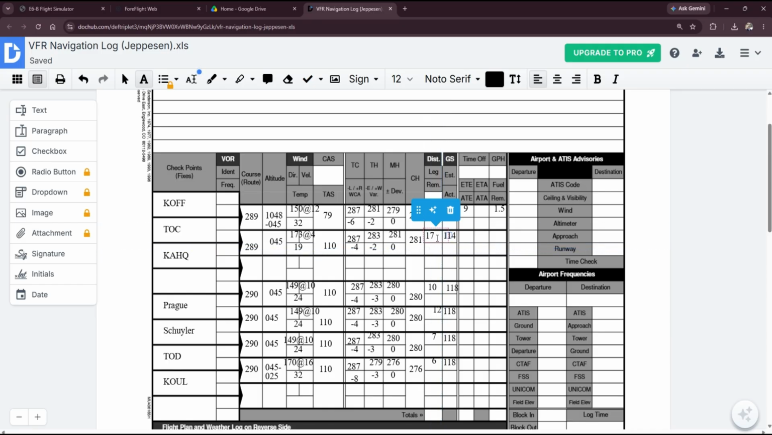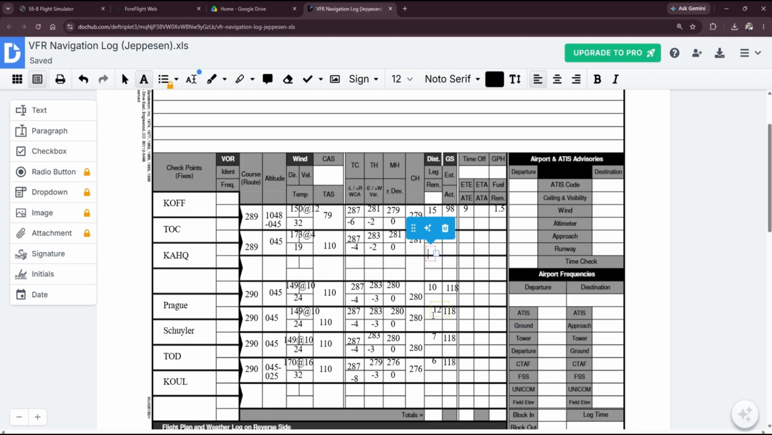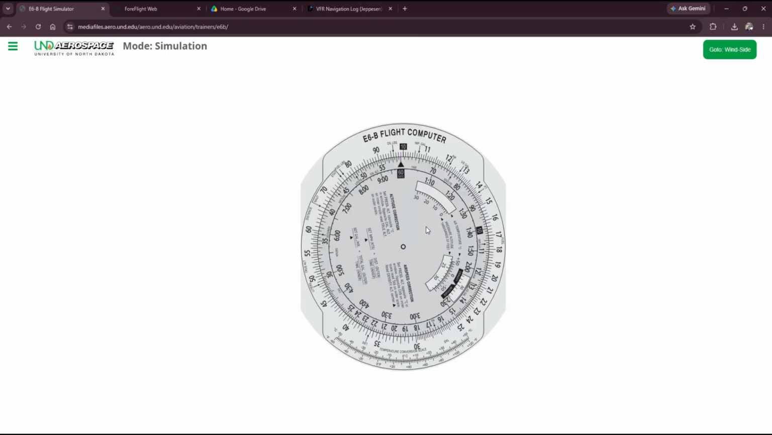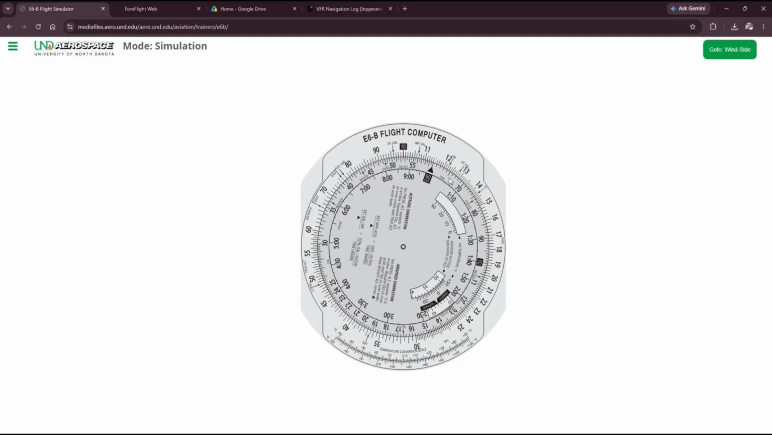So now that we know we have 17 distance at 114 ground speed, we can figure out our time. So back to the E6B, right? 17 miles at 114 knots. So move it to 114. There's 114, you can see it's highlighted, 114 for 17 nautical miles.